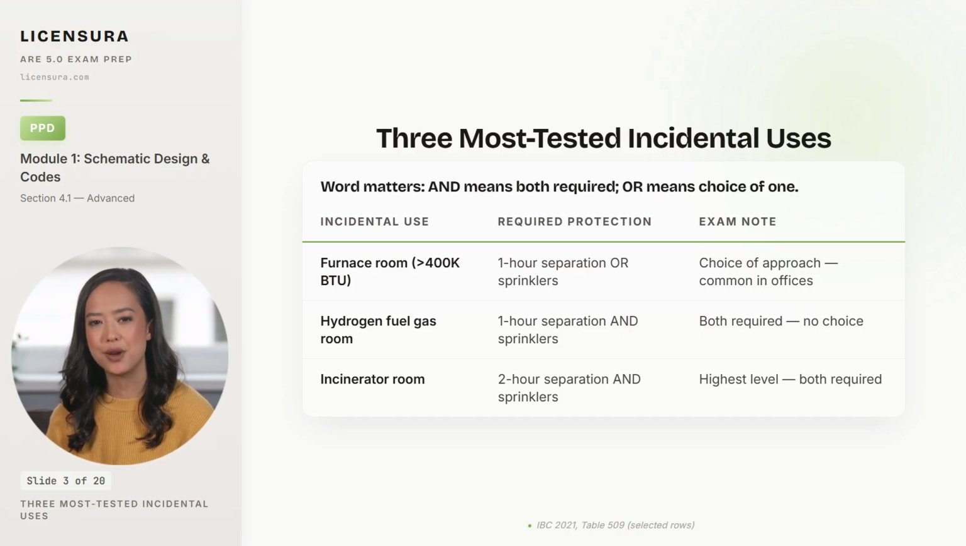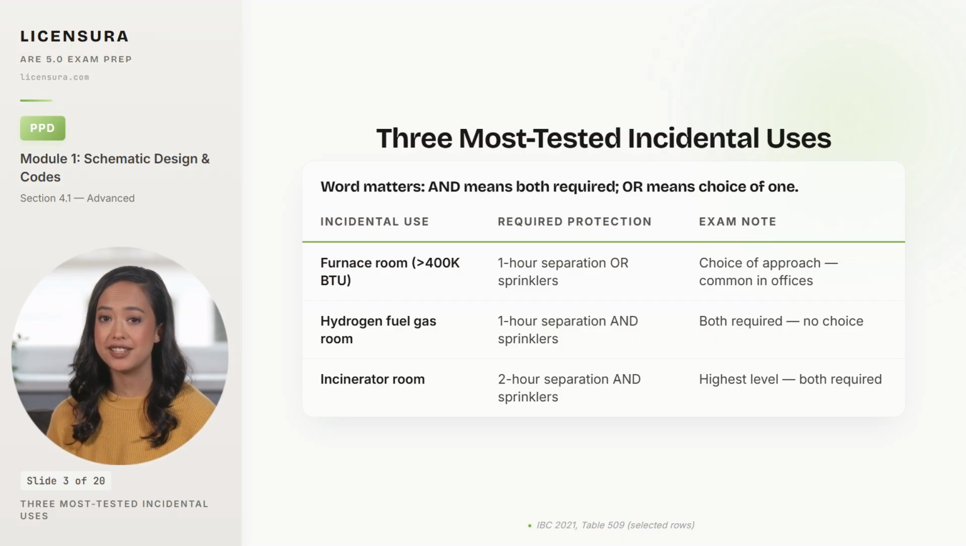A furnace room above 400,000 BTU is the simplest case. One hour separation or sprinklers, your choice. Most architects pick sprinklers because the cost is marginal in a building already designed with NFPA 13 throughout. A hydrogen fuel gas room raises the stakes. One hour separation and sprinklers, both required, no choice. Hydrogen burns hot and fast, and the IBC does not let you pick one protection mode.